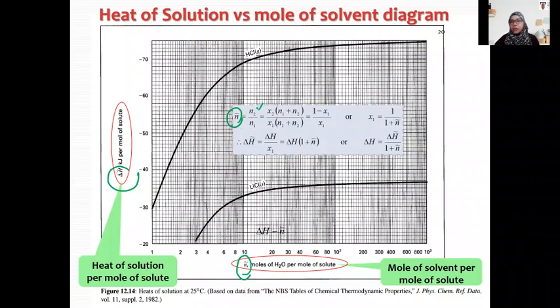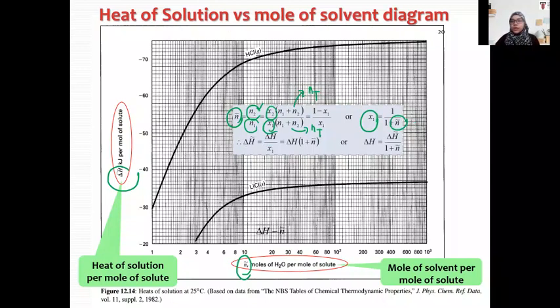mole composition for component 2 over component 1, or equivalent to its composition for component 2 times the total mole. Or if we have the mole of the component 1, it can be determined from the composition times the total mole. Or we can rearrange to have 1 minus S1 over S1. Or the composition of S1 equal to 1 over 1 plus the mole of the solution.